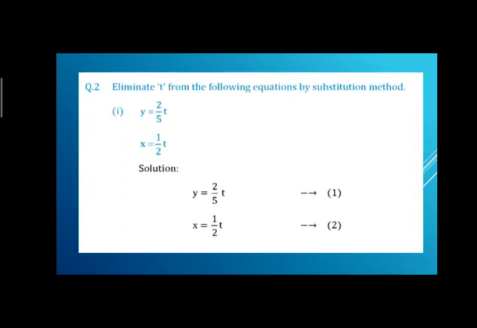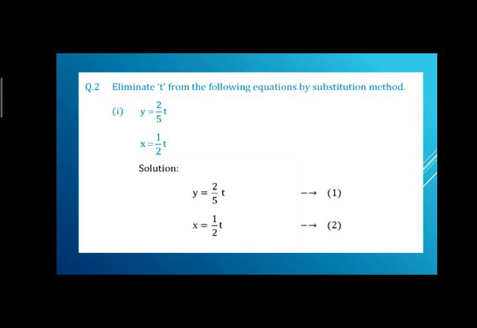Here, question number 2 is: eliminate t from the following equations by the substitution method. Question number 2 is the same as question number 1, but here we have to eliminate the variable t. So we have two equations: the first is y is equal to 2 by 5t, and the second is x is equal to 1 by 2t. We have two different equations.